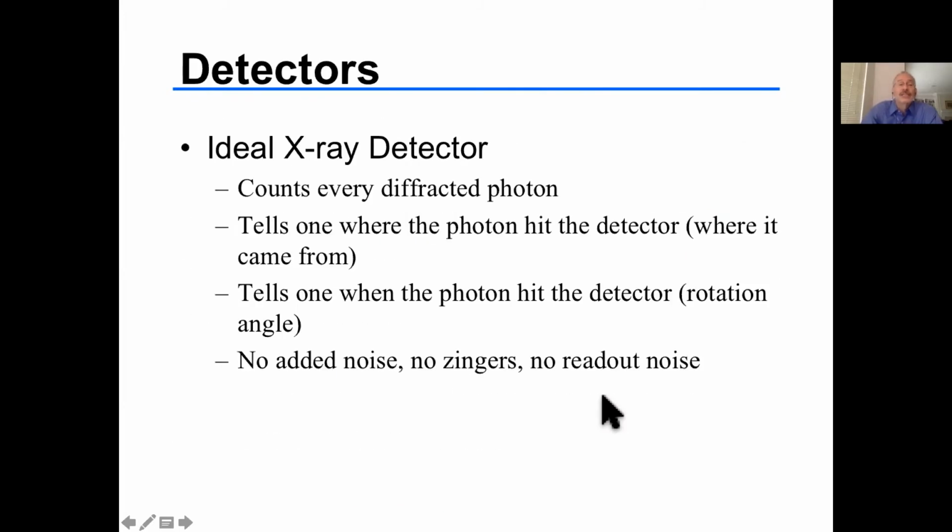Whoops, an ideal detector is one that counts every diffracted X-ray photon, okay? If you can count every diffracted X-ray photon, then there's nothing more to your experiment, except that, of course, you want to know the angle the photon traveled from the crystal to the detector, where it came from, and also when the photon hit the detector. So you can get the where from a two-dimensional detector. You have, let's say, the X value and the Y value, and you can get when by the rotation angle of the crystal, all right?